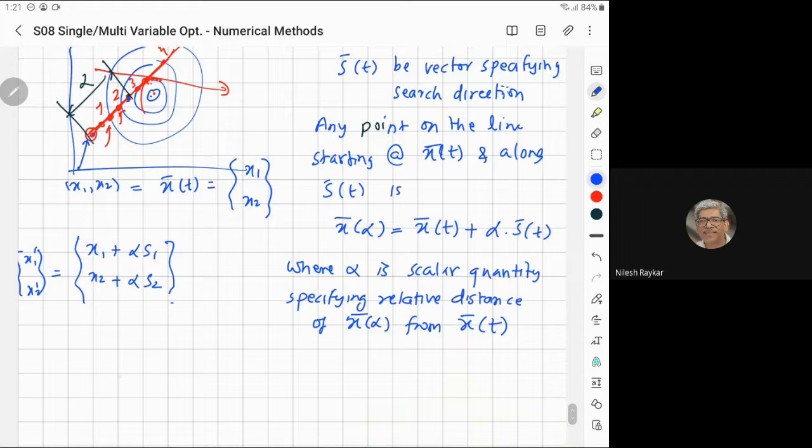Once we have done this, we have written the x vector in terms of alpha. So you will get all the variables in terms of alpha. Then your function, which you are trying to optimize, can be written in terms of this x alpha.